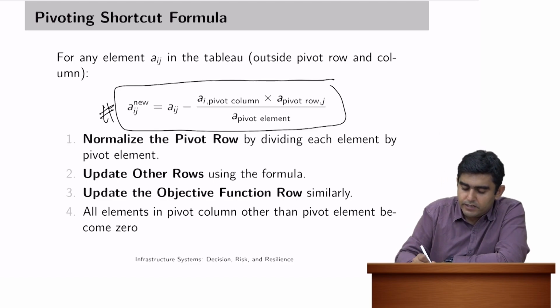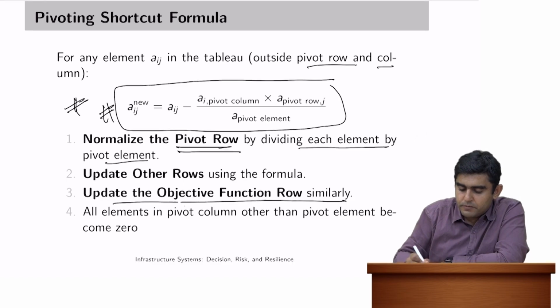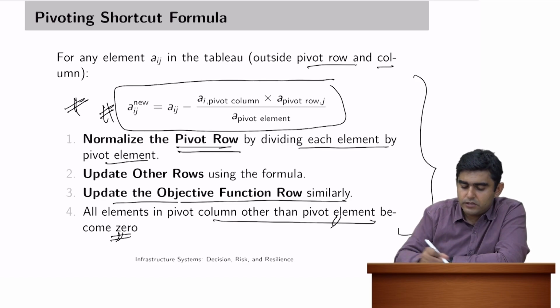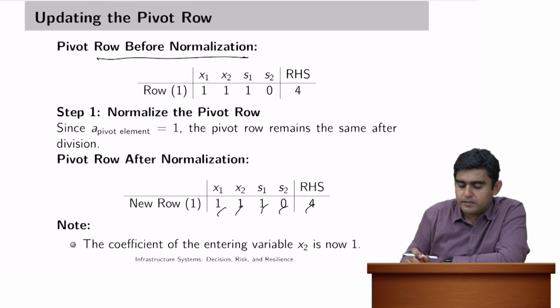So what we again did is that we updated all the elements outside the pivot row and column using this particular formula. Then we normalize the pivot row elements by dividing each element by the pivot element, and update the objective function row similarly, whatever rules we are applying. All elements in the pivot column other than the pivot element become 0, and all these together form the step of updation of the tableau in the simplex method.